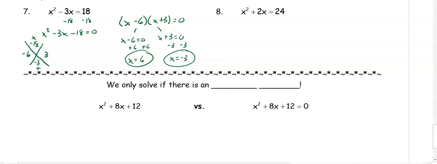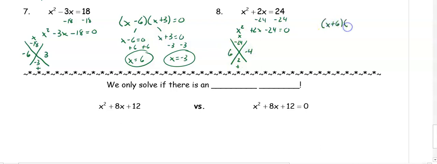In number 8, we're not equal to 0, so we're going to subtract 24 from both sides. X squared plus 2x minus 24 is equal to 0. So we need two numbers that multiply to negative 24 and add to 2. Again, we're looking for one of each sign, but our bigger number will be positive this time. So we have 6 and negative 4.